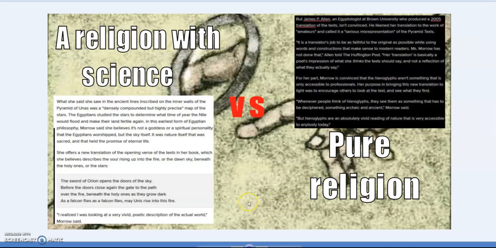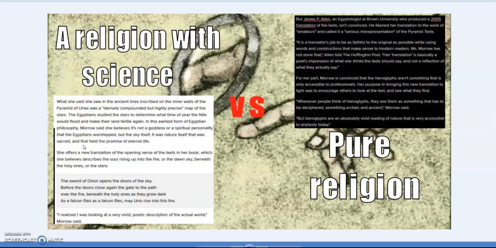Well, we'll look into it, and as Susan Morrow says, she saw in the ancient lines inscribed on the inner walls of the pyramid of Unas a densely compounded but highly precise map of the stars. The Egyptians studied the stars to determine what time of year the Nile would flood and make their land fertile again. In the earliest form of Egyptian philosophy, Morrow said she believes it's not a goddess or a spiritual personality that the Egyptians worshipped, but the sky itself. It was nature itself that was sacred and held the promise of eternal life.